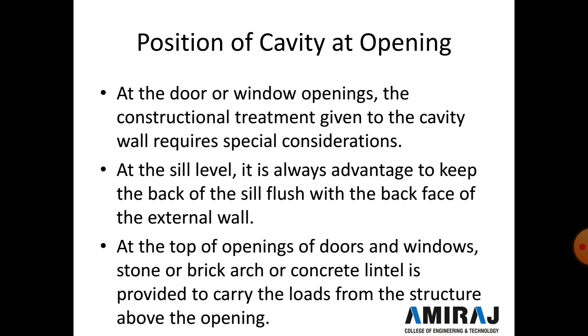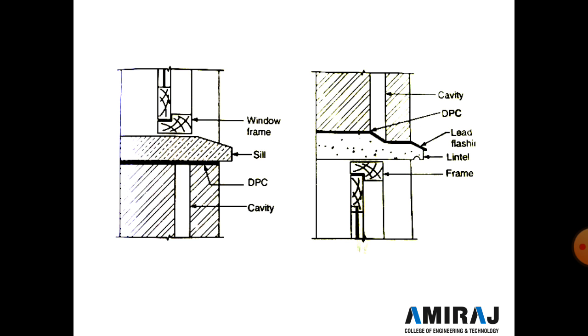Now next is the position of the cavity at an opening. We will discuss it with this figure. At the door and window opening, the constructional treatment given to the cavity wall requires special consideration. At the sill level, it is always advantageous to keep the back of the sill flush with the back face of the external wall, and at the top of the opening of the door and window, a stone or brick arch or a concrete lintel is provided to carry the load from the structure above the opening.